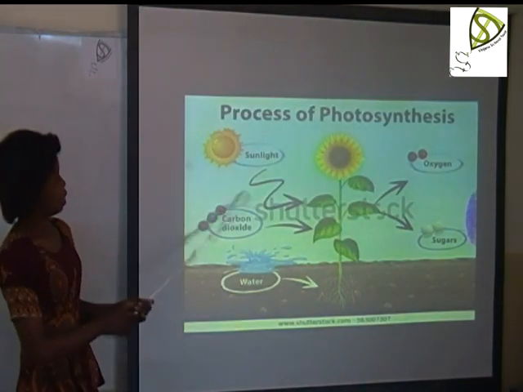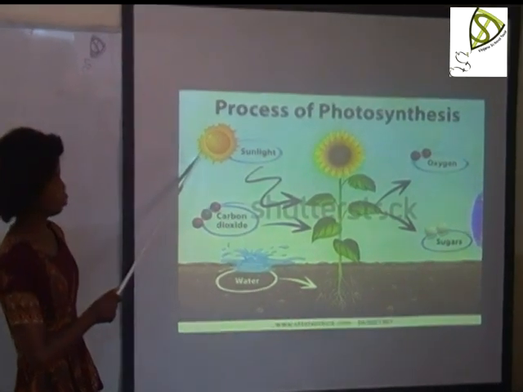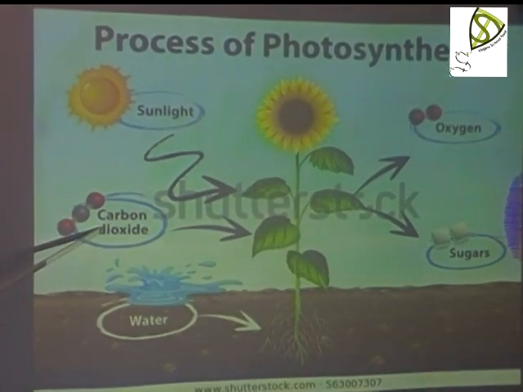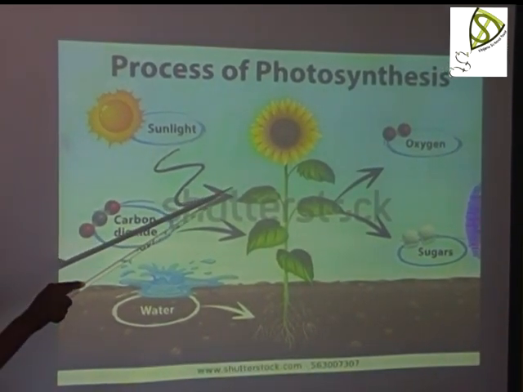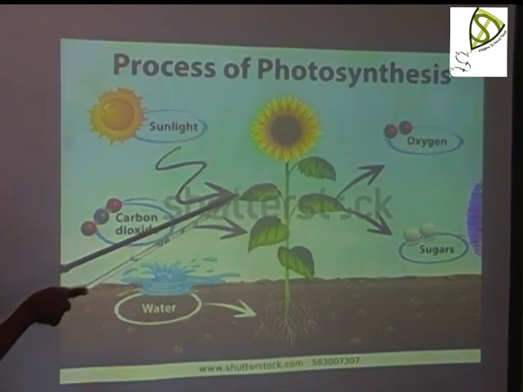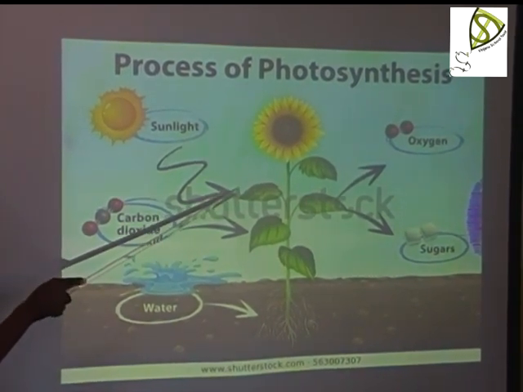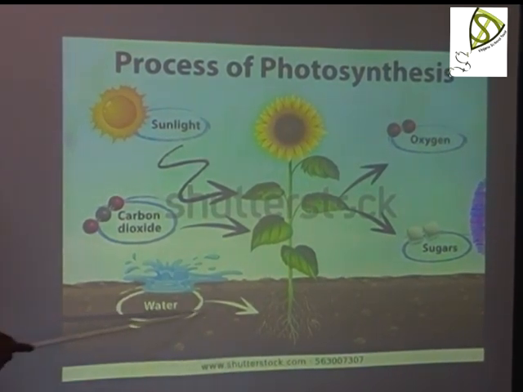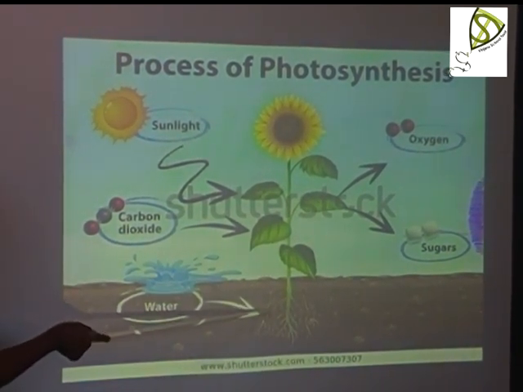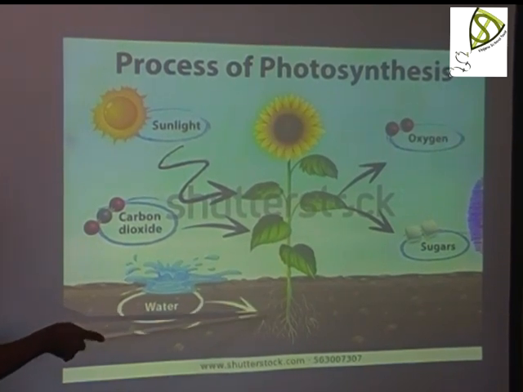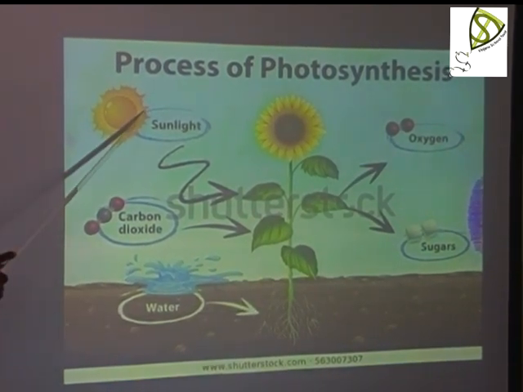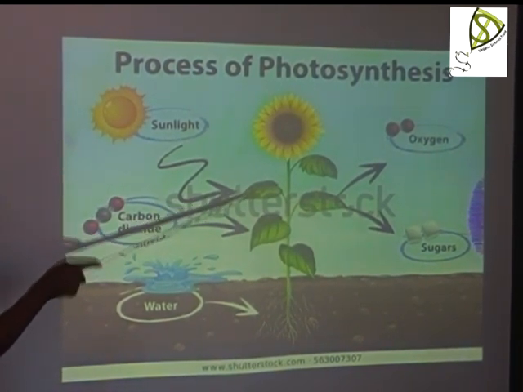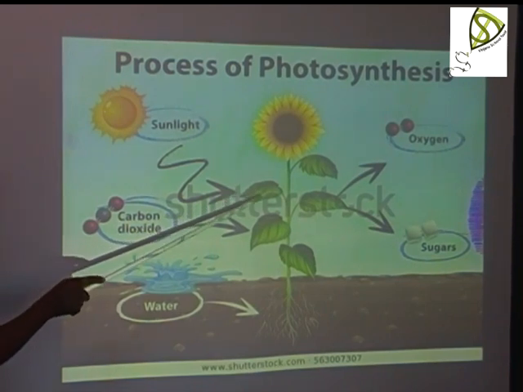Okay, so the diagram here is trying to show us what happens. So here we have carbon dioxide in the atmosphere entering the leaves of a plant through the process known as diffusion. We also have water from the ground being absorbed by the roots of the plant through the process known as osmosis. And then the sunlight here is being trapped by the chlorophyll, which is found in the chloroplast as one of the organelles in the plants.